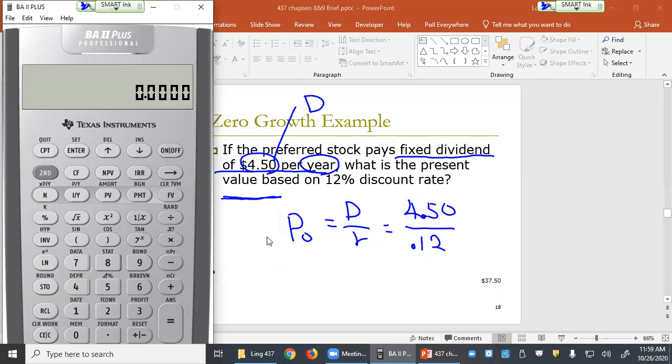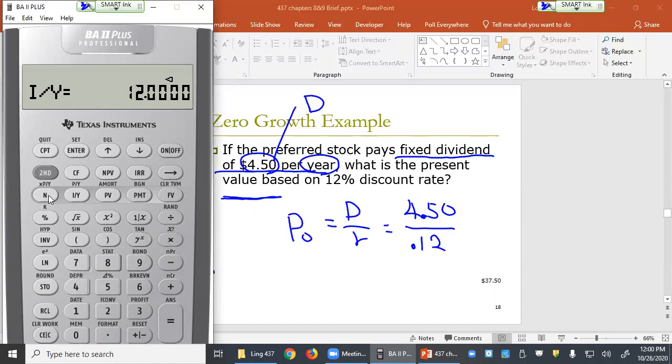So we'll start with the obvious. The $4.50 dividend is something that occurs regularly and is always the same amount. By definition, that is an annuity, and that's the payment. So $4.50 is our payment. And the required return, the I/Y, is 12%. Enter 12, press I/Y.